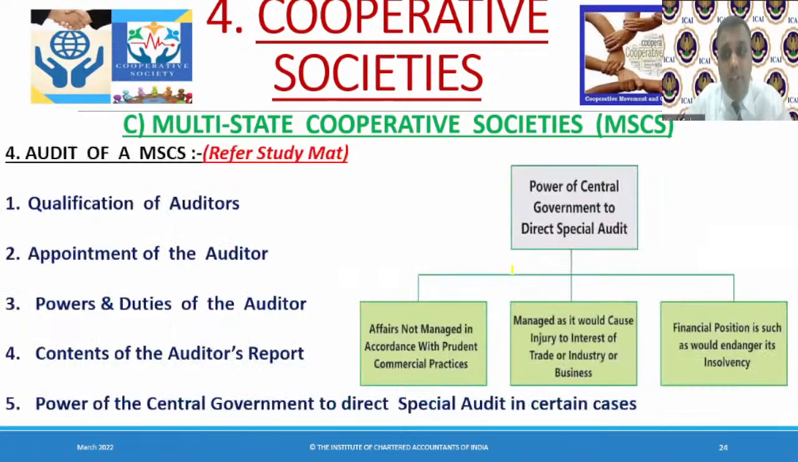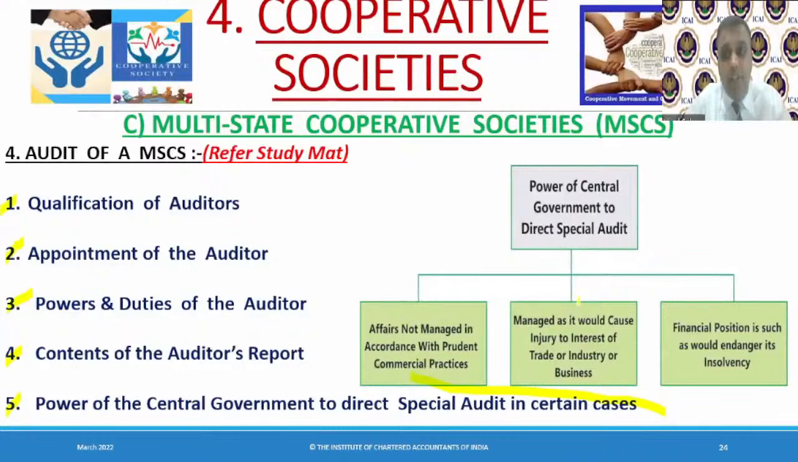Or industry or business, they are affecting the competition in the market. They are causing injury to the interest of trade or industry or business. And it has reached such a financial position that it would endanger its insolvency. The cooperative society could collapse under debt. In the case of multi-state cooperative societies.